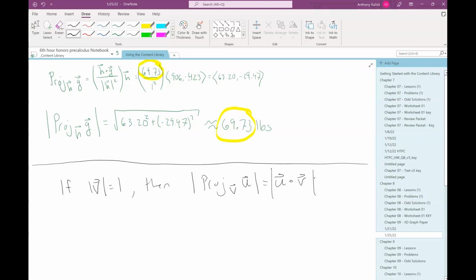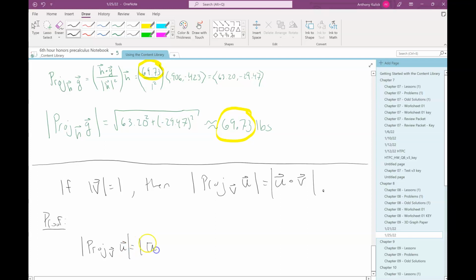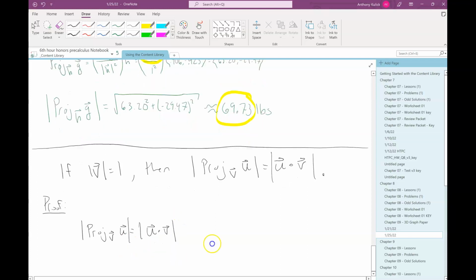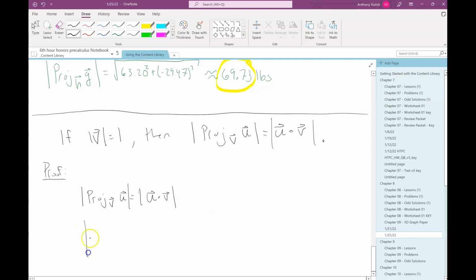The dot product of U and V could be a negative number, but a magnitude always has to be a positive number. Let's prove this. Do we know that this is always true? Let's try to prove this. So I'm just going to go ahead and start by replacing that projection with its formula.